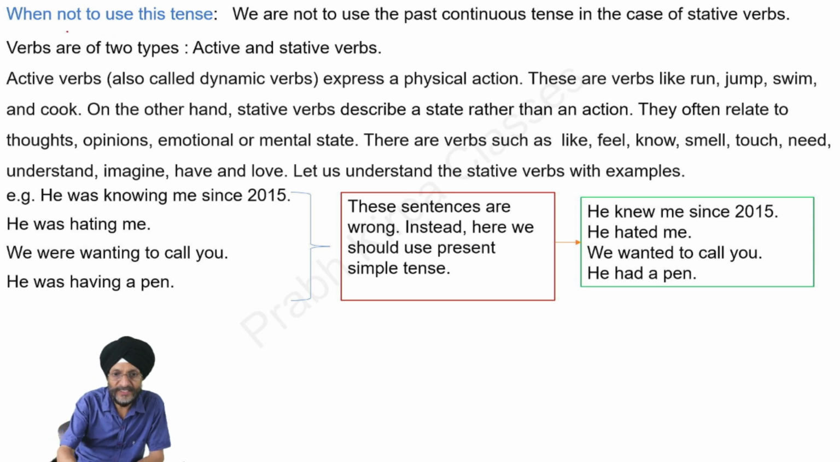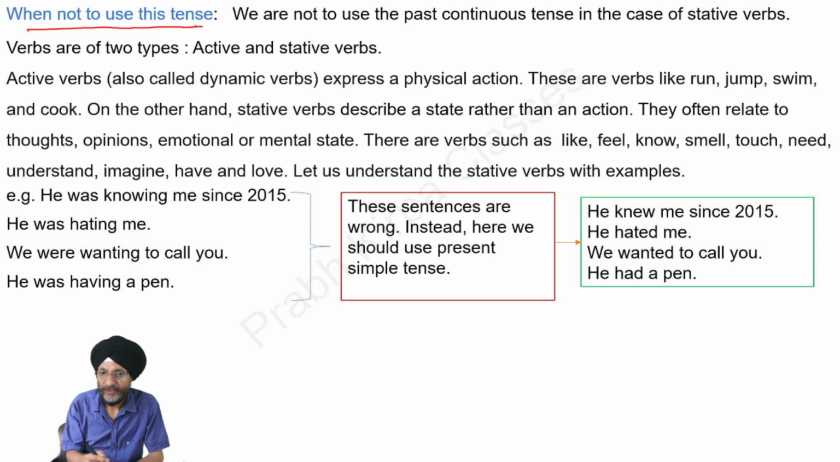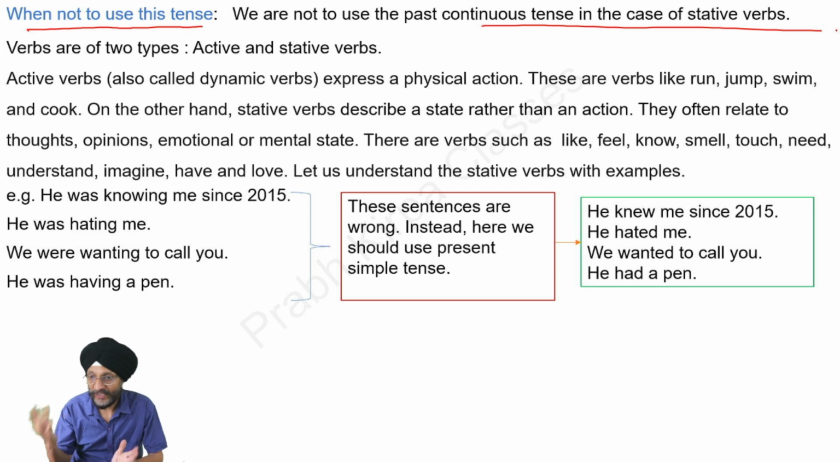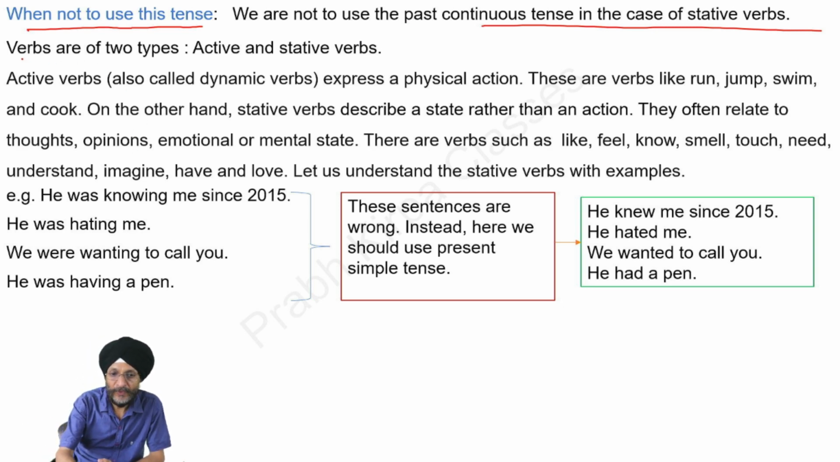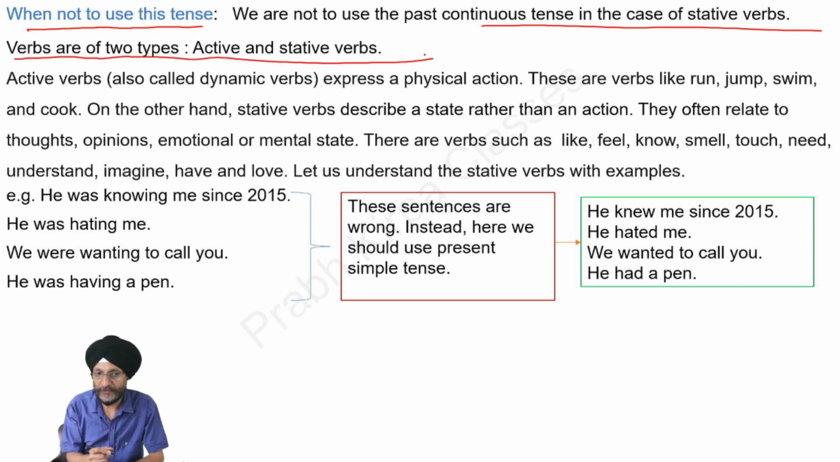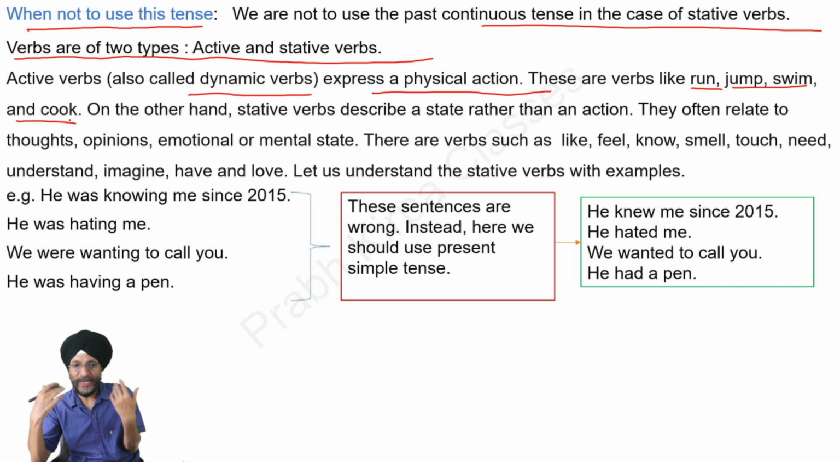Now the question arises, when not to use this tense? When not to use past continuous tense? We are not to use this tense in the case of stative verbs. What are the stative verbs? First, we must understand that the verbs are of two types, active verbs and stative verbs. Active verbs are also known as dynamic verbs. These are action verbs. They express a physical action. For example, run, jump, swim, cook. These are action verbs, dynamic verbs or active verbs.